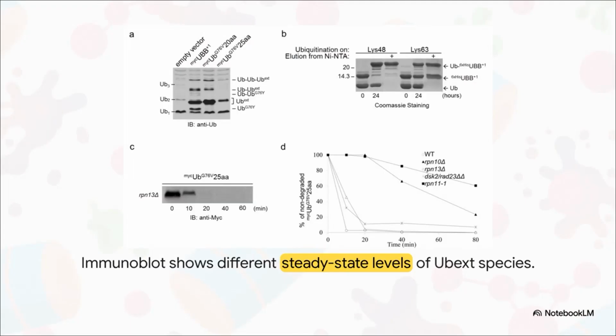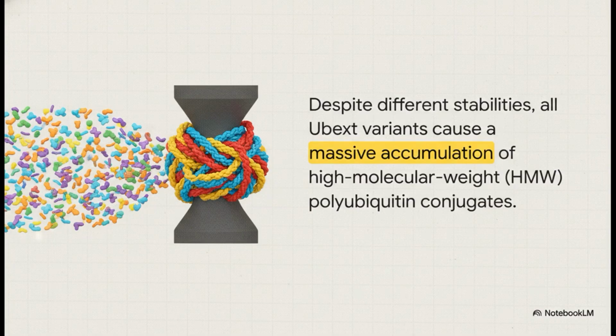And this brings us to the first key data set, which comes from their supplementary Figure 1. Take a look at this immunoblot. It shows the steady-state cellular levels, and right away you see a critical variable. Even though they're all expressed from identical promoters, the constructs accumulate to very different levels. The UBB+1 and the 20 amino acid version are pretty abundant, but the 25 amino acid version is barely detectable. This difference in stability is a crucial piece of the puzzle. But here's the kicker. Despite those differences in their own stability, expressing any of these Ubex variants leads to the exact same phenotype, a massive pileup of high molecular weight polyubiquitin conjugates.